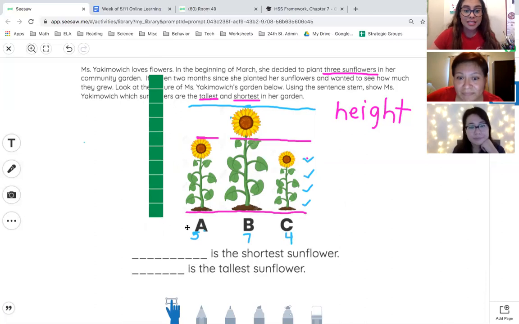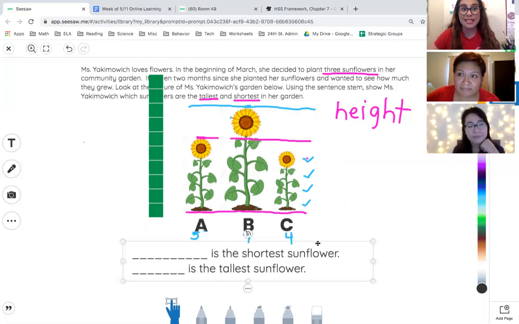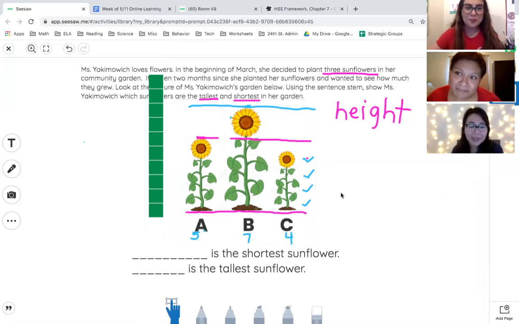Okay, looking at these numbers and the reference point, which sunflower would be the tallest sunflower? Miss T? Sunflower B. And how do you know? Because it has the highest height using your reference point and the highest number of units with 7. Great. So those are two different strategies you can use to really figure out what object is the shortest and what object is the tallest.